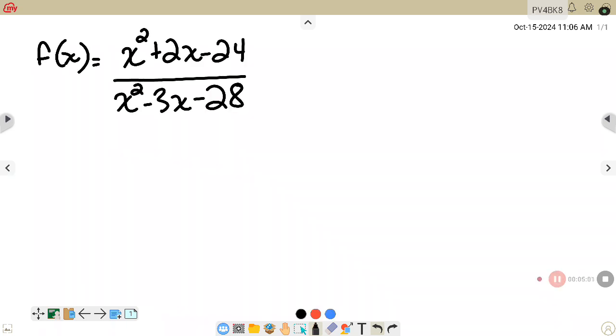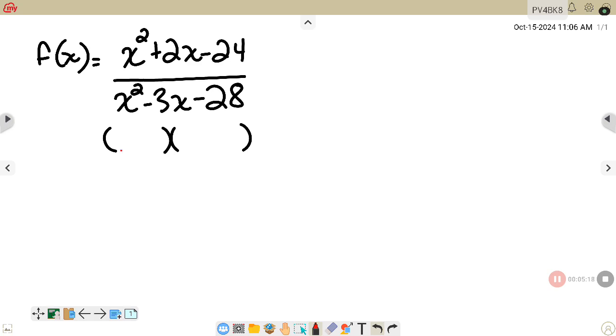All right, in this example, I'm going to do the same thing. I'm going to find the zeros of the denominator first. Now, I notice that my denominator needs to be factored. I need to write it in factored form.